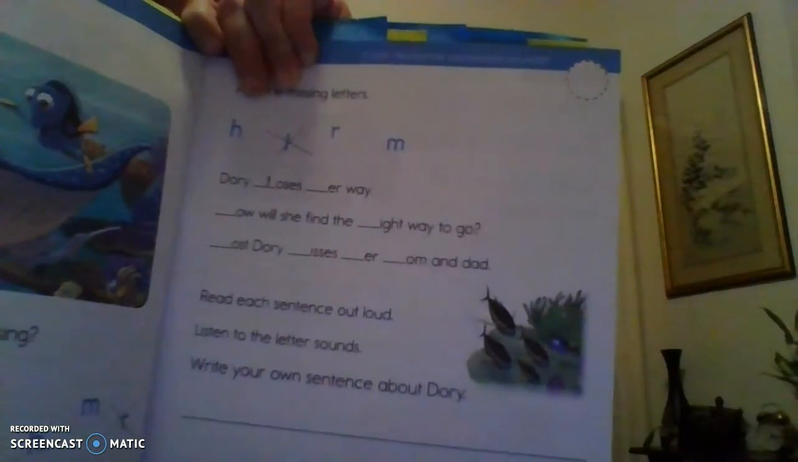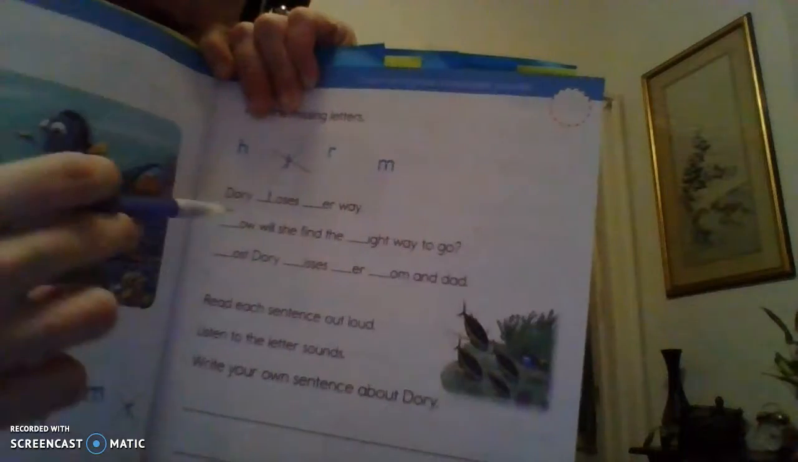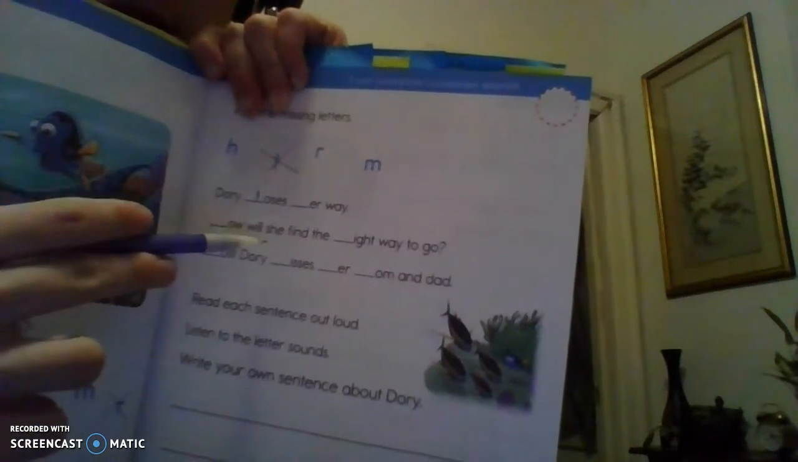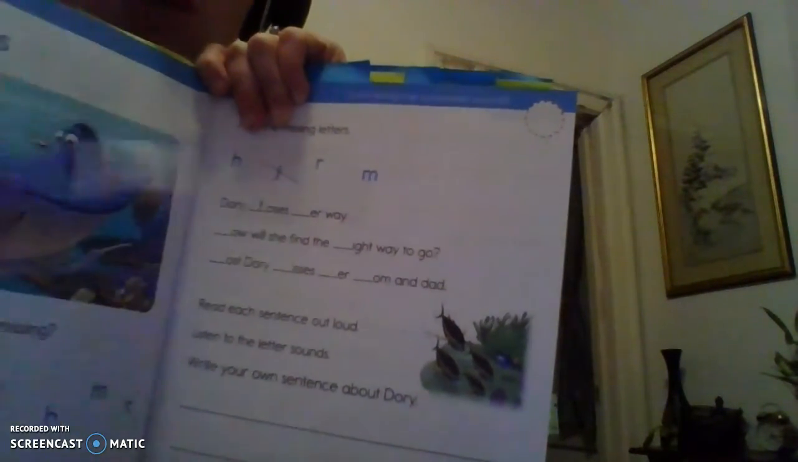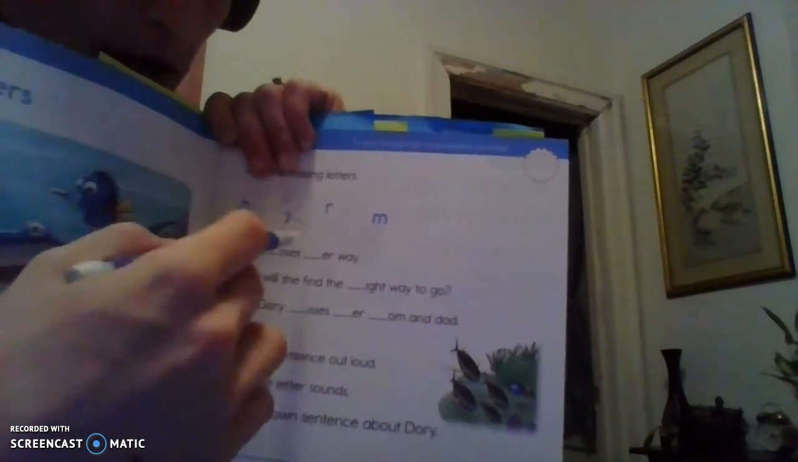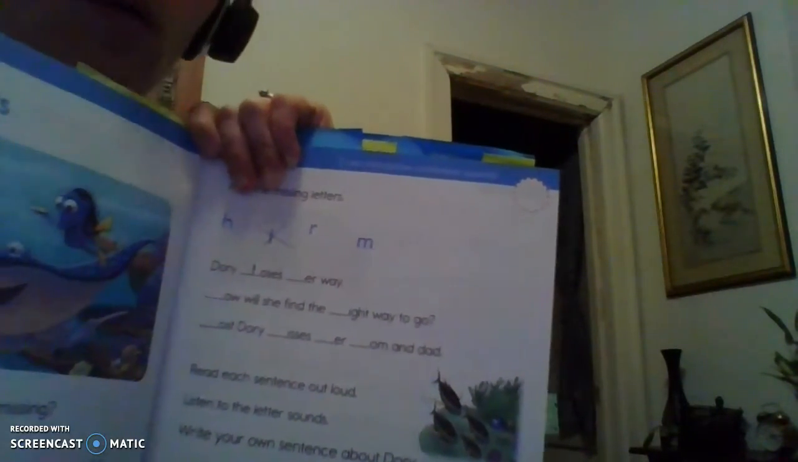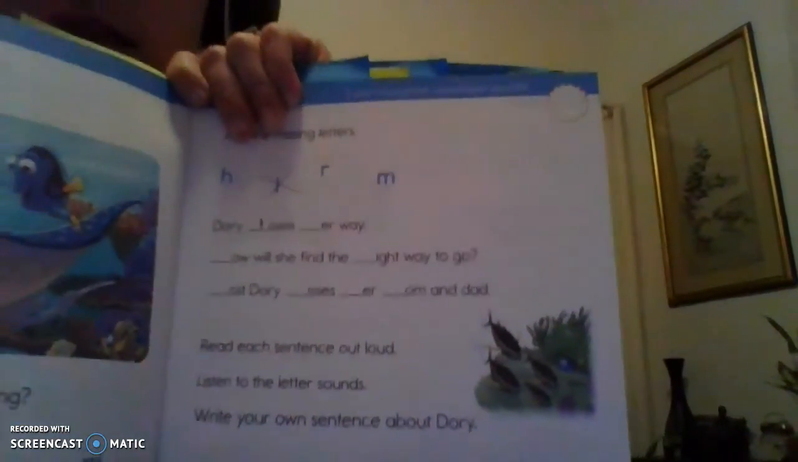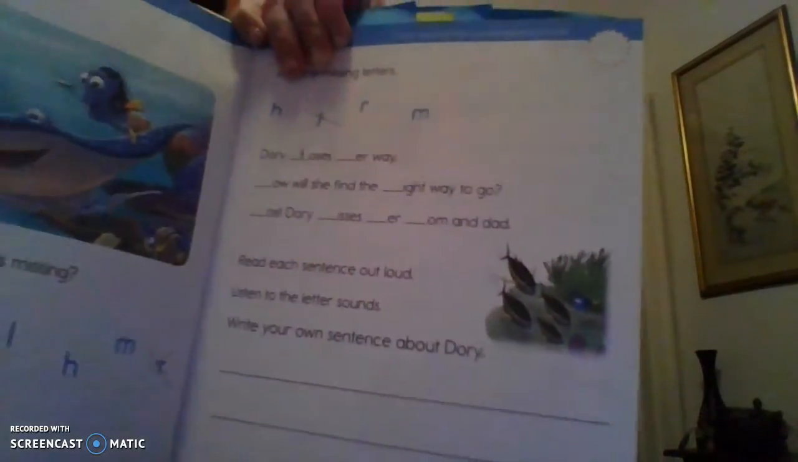Dory loses. So you go read the rest of the Dory story and try to put the words in the right spot. And remember, once you put the letter in front of the word, go ahead and try to sound that word out. If that's a real word, then that's the correct word. If that word doesn't make any sense, then that's not the correct word.